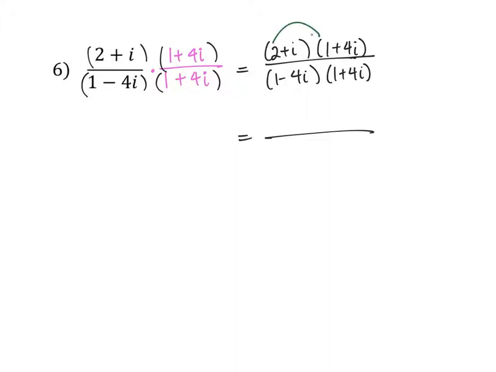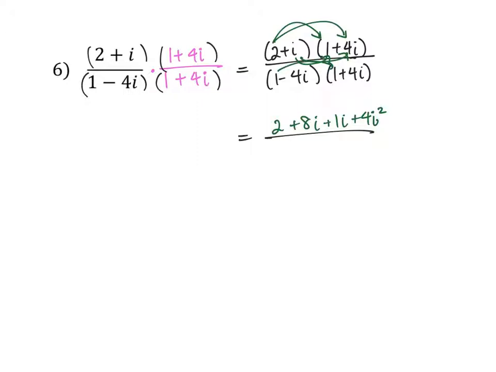So if I FOIL the top, 2 times 1 gives me 2. 2 times 4i gives me positive 8i. i times 1 gives me 1i. i times 4i gives me positive 4i squared. And so now I'm done FOILing out the top. I can FOIL the bottom.